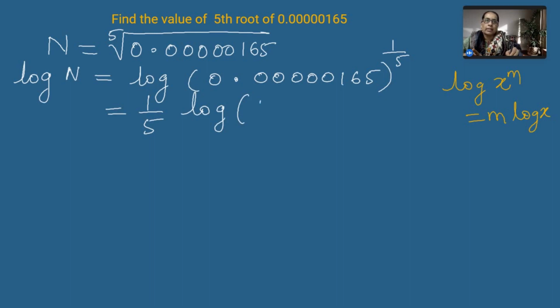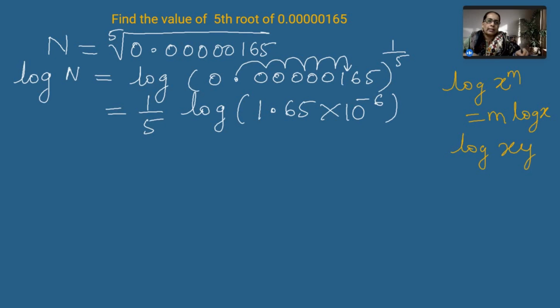So the standard form of this number is 1.65 into 10 to the power. So this 0 is shifted to 1, 2, 3, 4, 5, 6 places to the right. So 10 to the power minus 6. Now we are going to apply the next law of logarithm, that is log of a product. Log of x into y is log x plus log y. So here x is 1.65, y is 10 to the power minus 6.